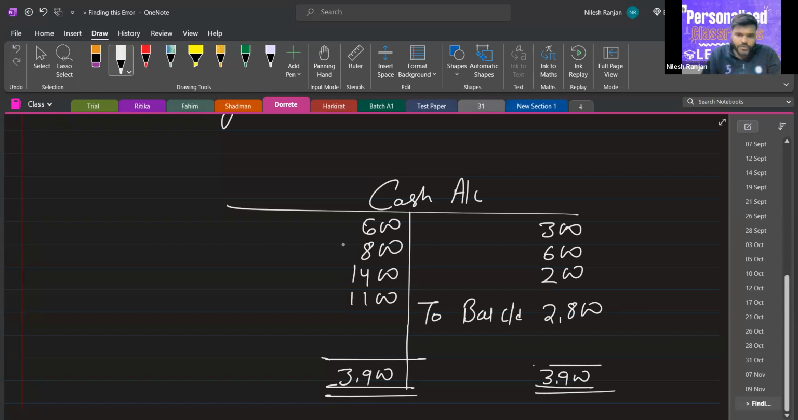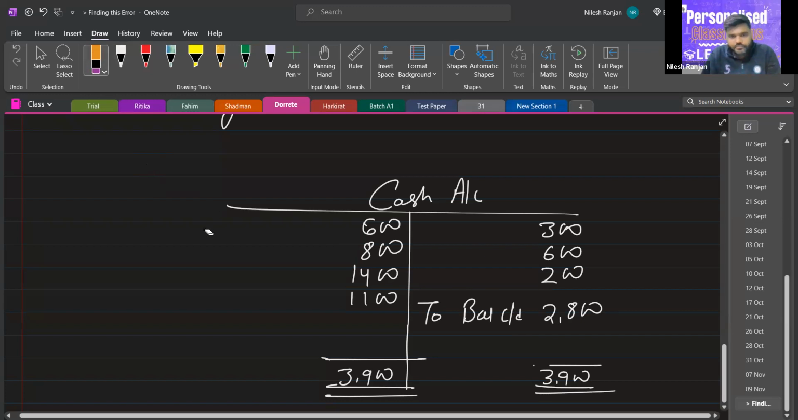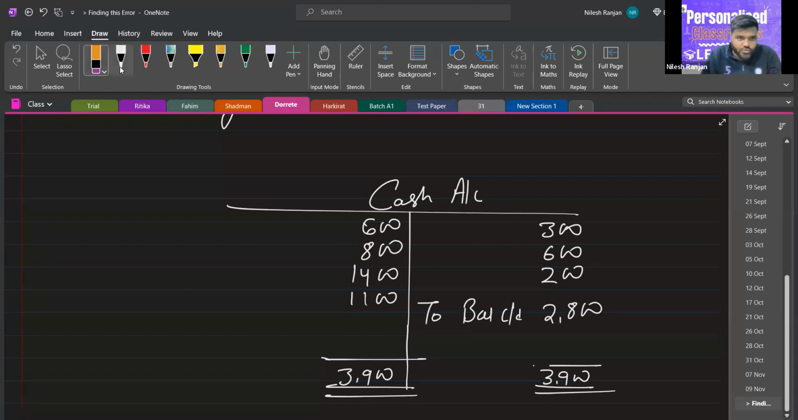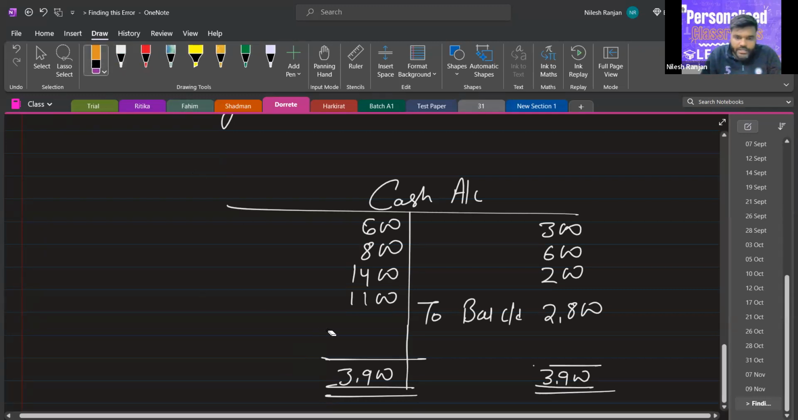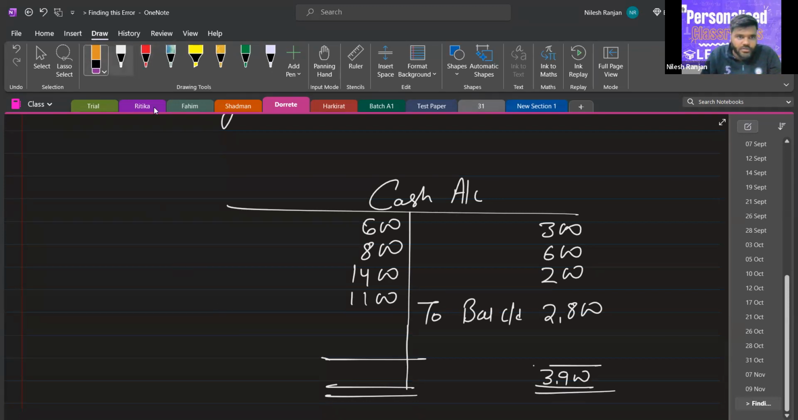Okay, now I am making a mistake here. Let's change this total amount that we have written here. It was 3,900, but I have written 4,900 by mistake.